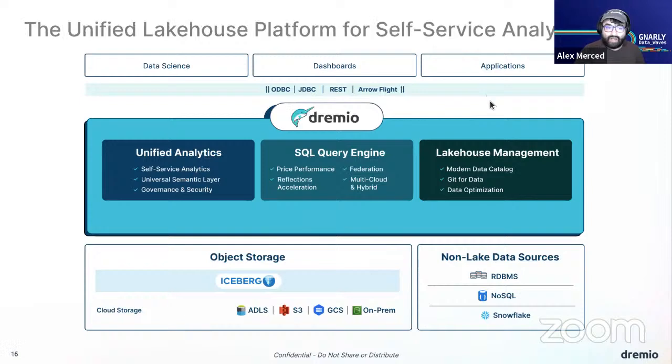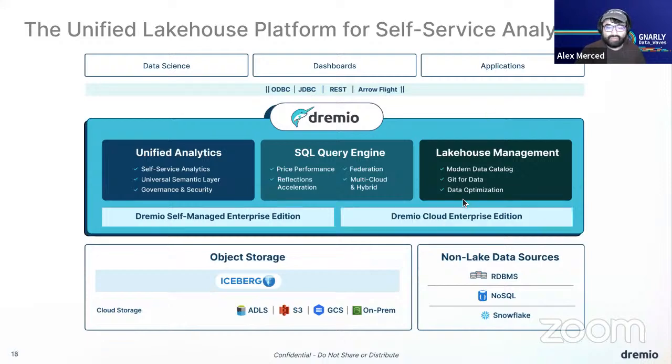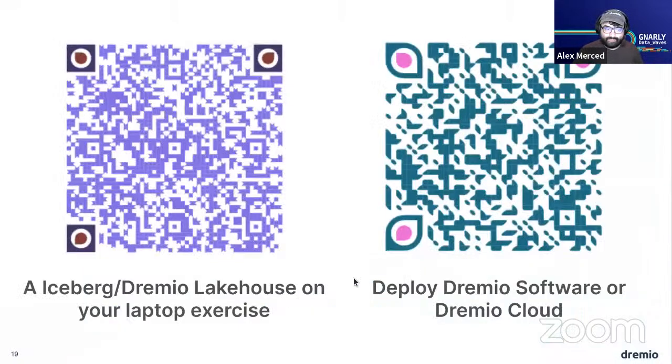And a platform that offers you all of this is Dremio, which can be self-managed. The version we'll use today is the self-managed, self-deployable version, but there's also a cloud-managed version that coalesces all these features. Again, the exercise we're about to do now is this QR code here on the left.